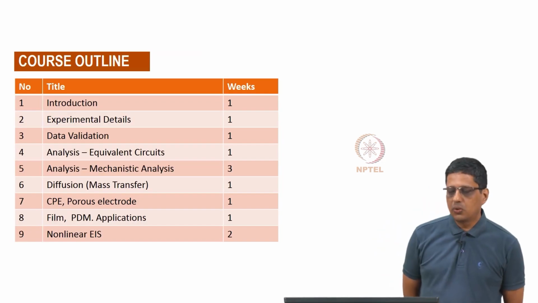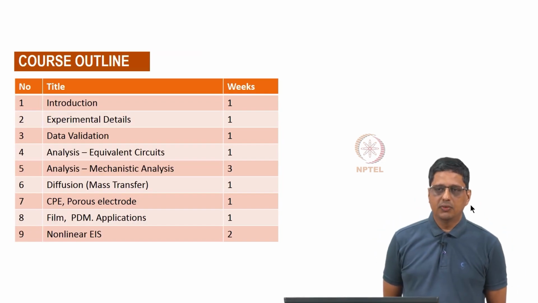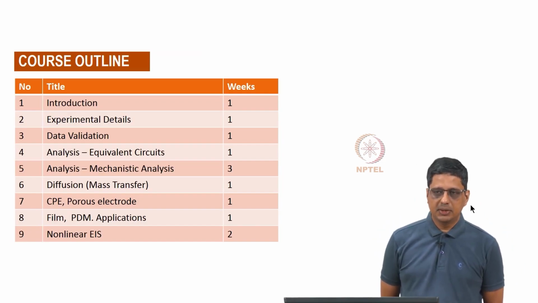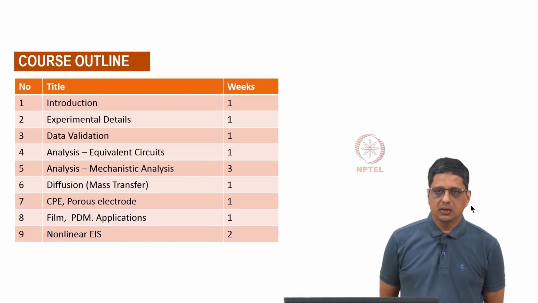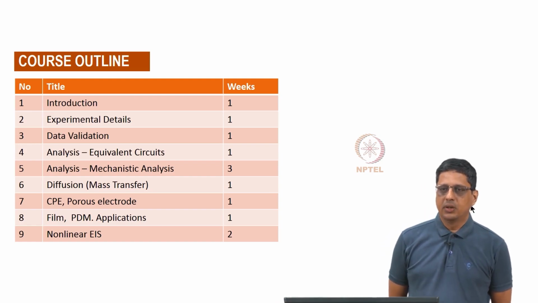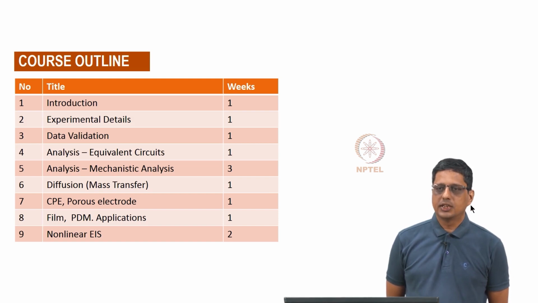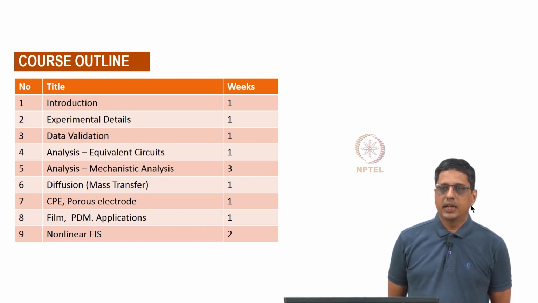Now, here is the course outline. First 1 week we would spend on introduction to electrochemistry and introduction to impedance spectroscopy. Next 1 more week on experimental details, what settings one should use, what are the choices available, etc. And then 1 week on data validation. In impedance spectroscopy you can validate the data. This is more than what you would do for normal data.